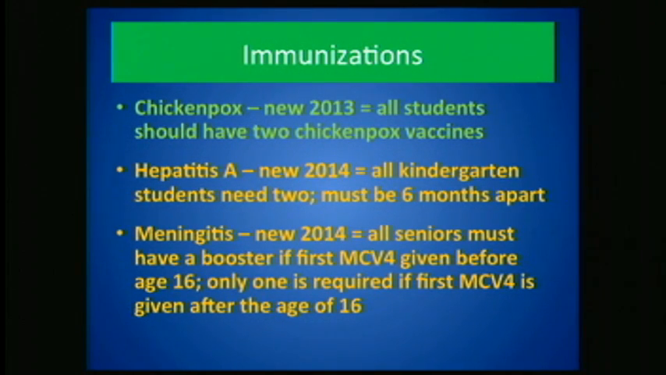For the upcoming school year, the new requirements include 2 hepatitis A vaccines for all kindergarten students and a meningitis booster for all seniors. These 2 new requirements are what schools should be messaging out to parents at this time, and what school nurses should be making a list of regarding who is not complete for the fall. Please note that the hepatitis A vaccines must be given at least 6 months apart, and that the MCV booster is only required for those students who receive their first MCV vaccine before the age of 16.